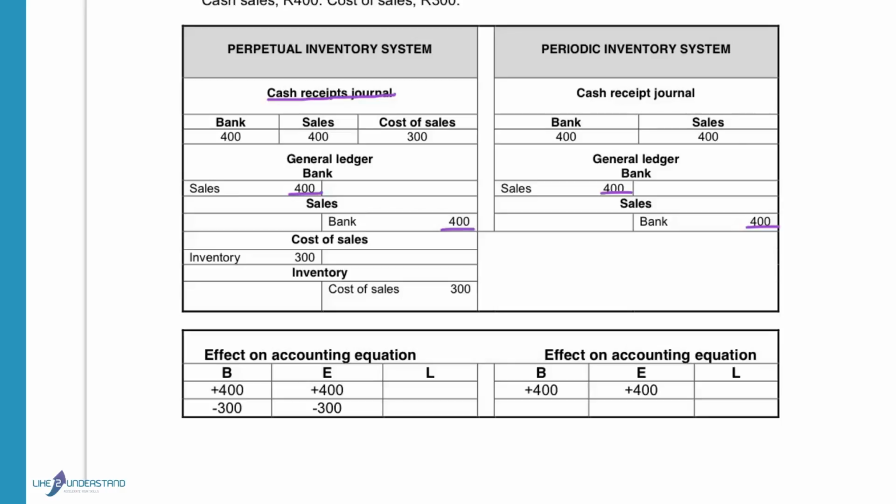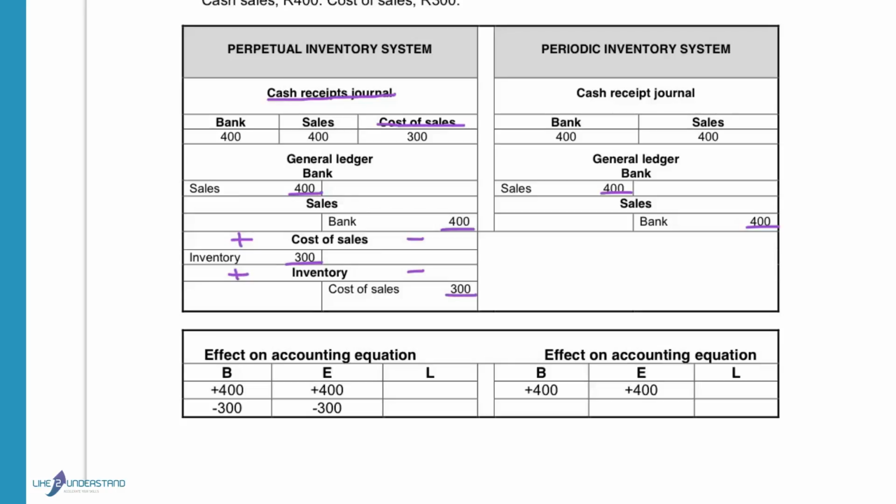But in the perpetual system, you will have a cost of sales column. And because you have a cost of sales column, the cost of sales account is debited to increase the expense because expenses increase on the debit side and decrease on the credit side. Inventory is credited to reduce your asset because assets increase on the debit side and decrease on the credit side.